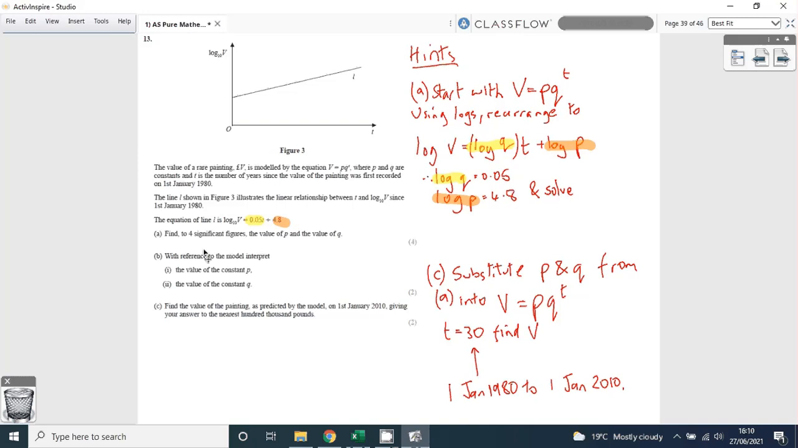Now for part B, I'm leaving for you to go and figure out for yourself. Not giving you any hints on that. Now for part C, find the value of the painting as predicted on the 1st of January 2010. Now we started off on 1st of January 1980, so this is 30 years later. So T equals 30. You know your P and your Q from part A. So you know P, Q and T, so you just substitute in to find your V.